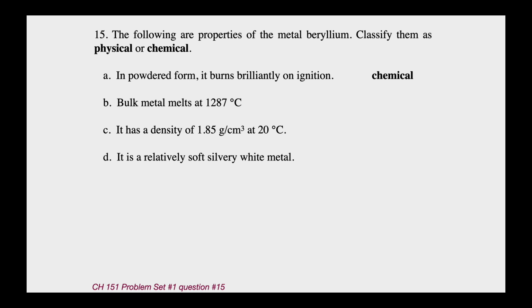The next one, the metal melts at 1287 degrees Celsius, which is pretty high. If we wanted to take the liquid beryllium and get it back to the solid, we could do that, all right?